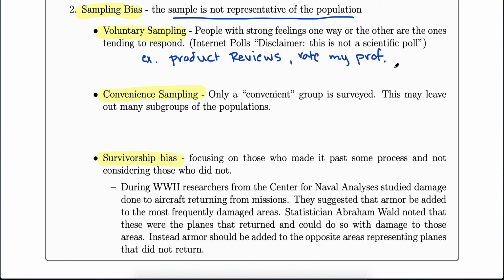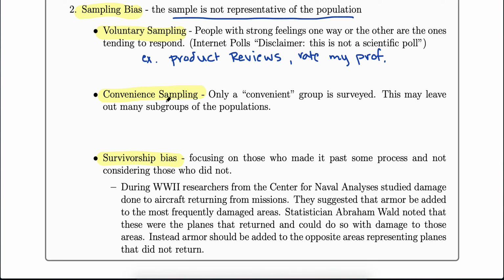A way to help with issues with voluntary sampling is maybe to include an incentive or some kind of prize for trying this. So you've seen that in emails. Fill out this survey and you can enter in a drawing to win an iPad. And that's their attempt to draw more people from the middle ground.